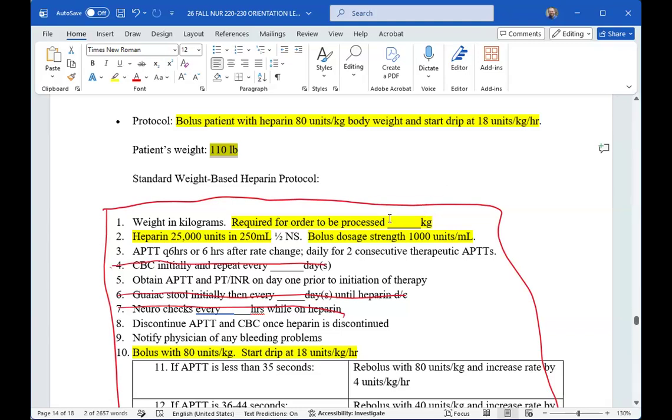Okay. So before I do anything else, before I even look at the questions, I want to answer the first thing, which is, what is the kilograms for a 110-pound person? If it's been a little while, remember, we're just going to divide by 2.2. 110 divided by 2.2. I think it's going to be 50 kilograms, but let's double check.